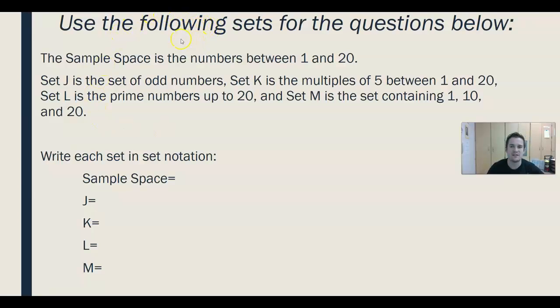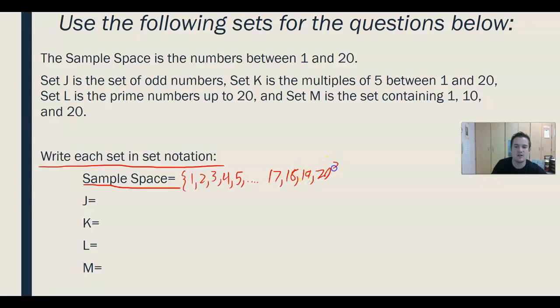Okay, so it says use the following sets for the questions below. Here it says the sample space is the numbers between 1 and 20, and it says write each set in set notation. So I'm going to write the sample space as 1, 2, 3, 4, 5, and so on, 17, 18, 19, 20. All the numbers between 1 and 20. That's my sample space. Set J is the set of odd numbers. Of the numbers between 1 and 20, my odd numbers are 1, 3, 5, 7, 9, 11, 13, 15, 17, and 19.